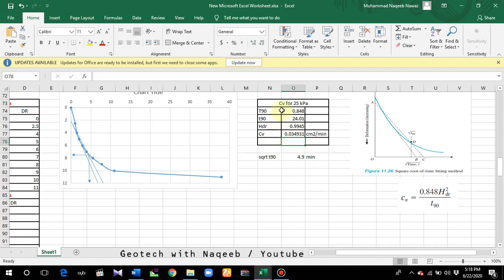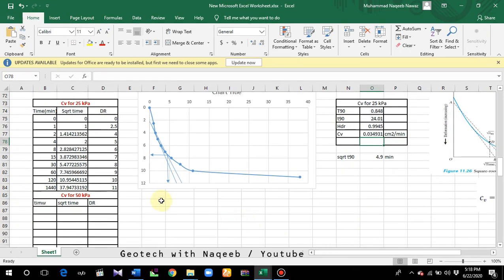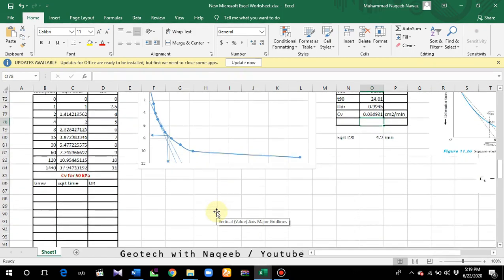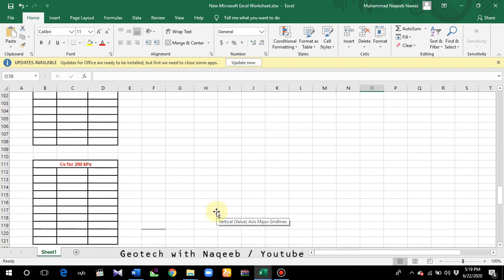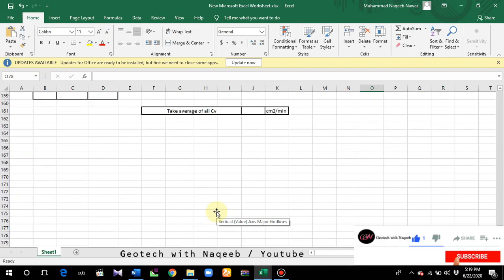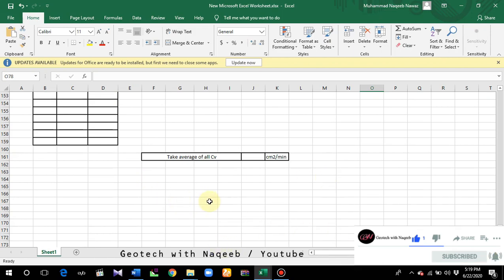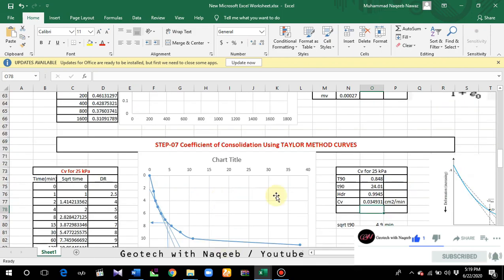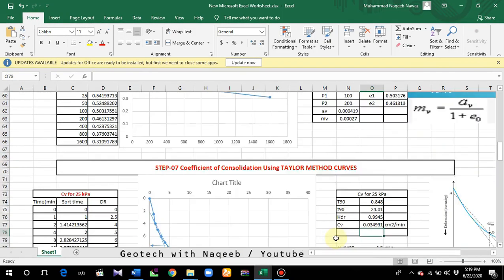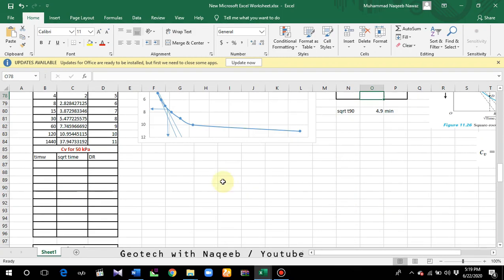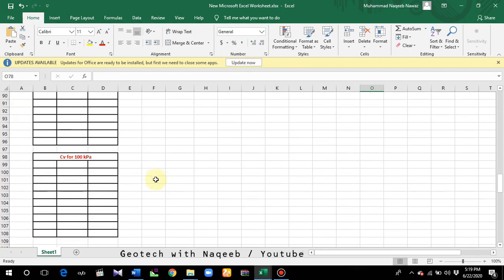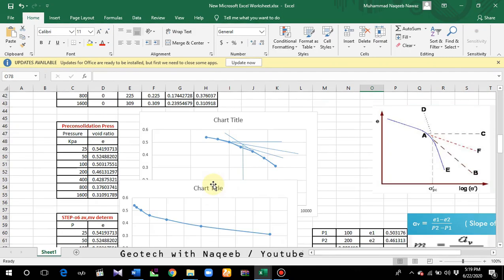Now what you have to do is find out the C sub V for 50 kPa, for 100 kPa, 200 kPa, and so on. I'll not be repeating this procedure for 50, 100 and so on, but you can do this procedure yourself. Now the calculation is almost complete. You will make a summary at the end. Here you will make the formula sheet, where all the values are known. Now you have to find out C sub V for all the loadings. Then you take the average of these values: C sub V for 25, C sub V for 50 kPa and 100 kPa, you take the average value.